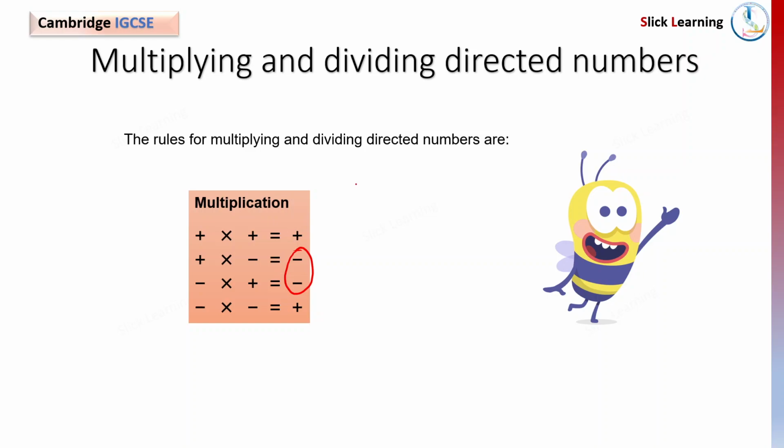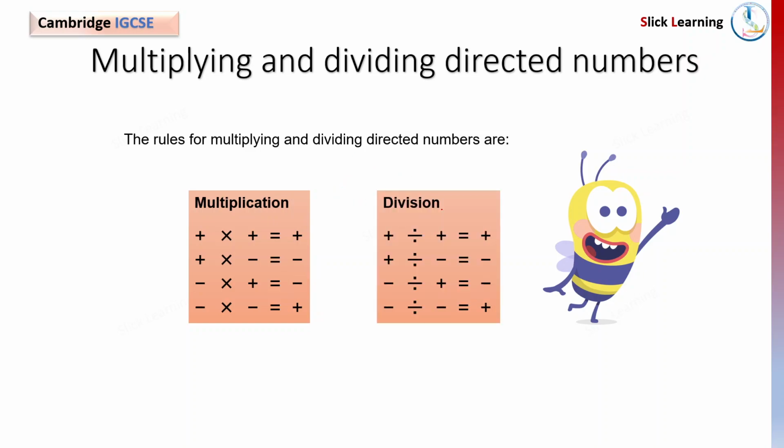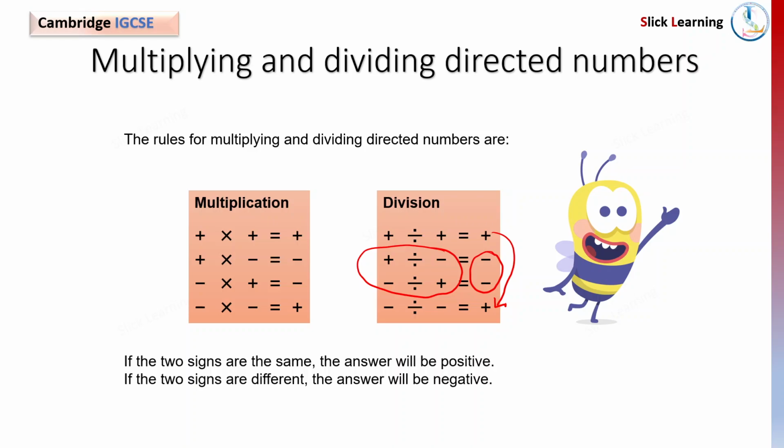The same case also applies to division. So if both numbers again have the same sign, then it will always be positive. If both numbers have different signs, then the result is always going to be negative. Let's understand this concept with the help of an example.